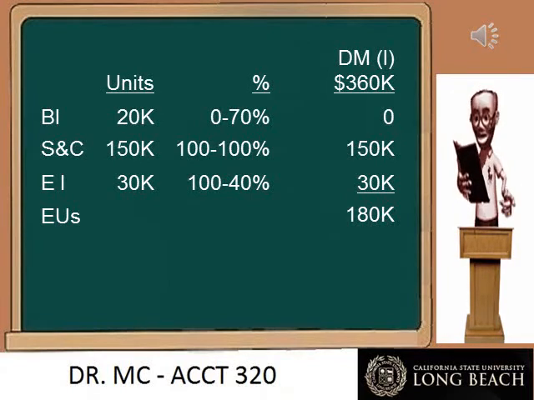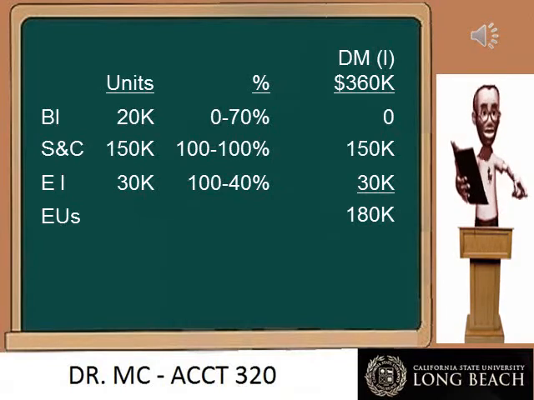Although the ending inventory units are only 40% complete, they were started this month and have all the direct materials cost that they will ever have. Moreover, the amount of direct materials contained in each ending inventory unit is exactly the same as the direct materials contained in each started and completed unit.